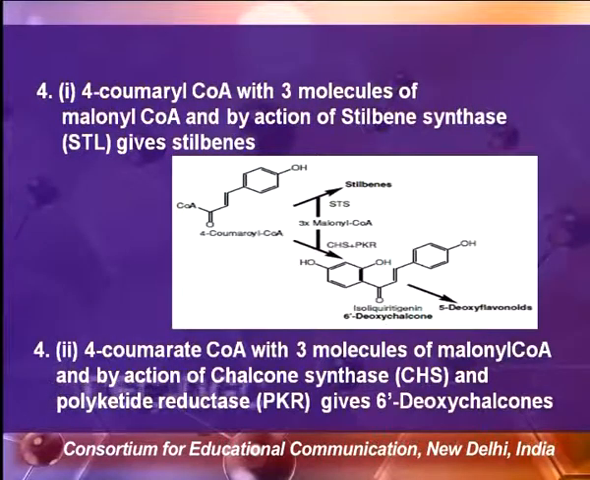Now, in the fourth step, the 4-coumaryl CoA that was formed with the help of ATP acts as the major branching point in the flavonoid biosynthetic pathway, and we can say this compound also acts as a precursor for different flavonoids. On one side, it reacts with 3 molecules of malonyl CoA by the action of stilbene synthase, and it gives rise to stilbenes.